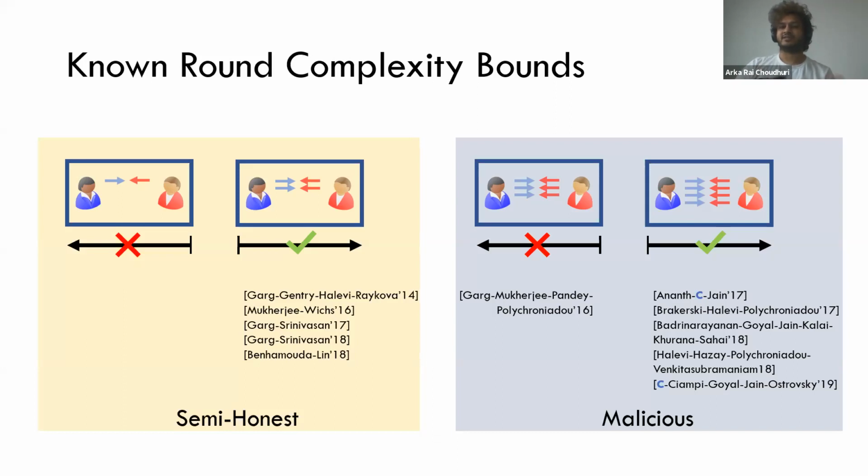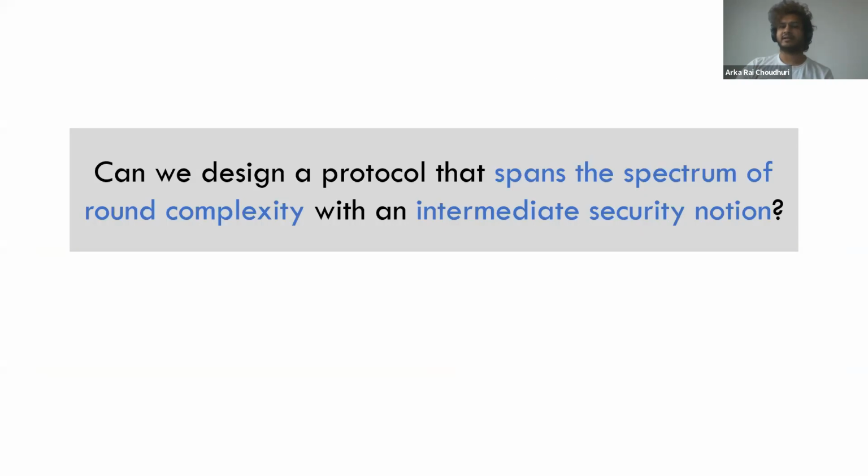Great. So we have semi-honest protocols that we know how to construct in 2 rounds, and malicious protocols, which are 4 rounds. Given the state of the world, the question that we ask is, can we design protocols that span the spectrum? So we have 2 rounds for semi-honest and 4 rounds for malicious, with some intermediate security notion, hopefully with some tunable parameter, which we can set accordingly. So what is this intermediate security notion that we consider?